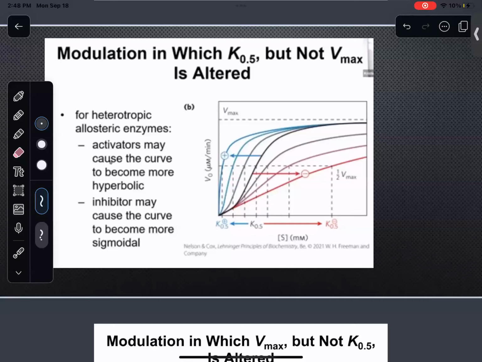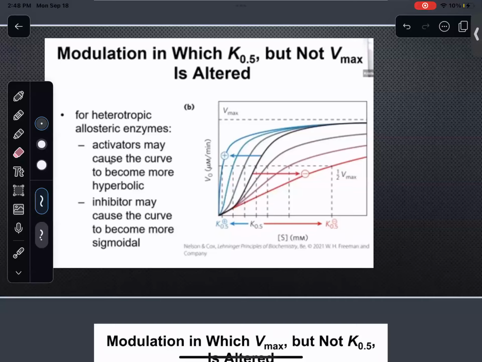Okay, let's talk about the two types of heterotropic modulators. Okay, heterotropic. Now we know what we're talking about. We're talking about heterotropic modulators. Now we have one here and something else in the allosteric site. This is our active site. This is our allosteric site. Okay. There's modulation in which the K sub 0.5, the K sub 1/2, right, but not the Vmax is altered.